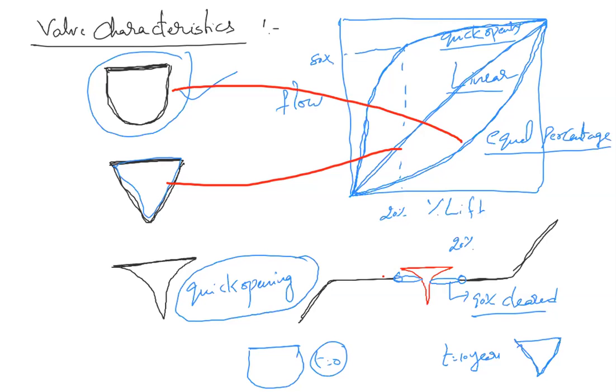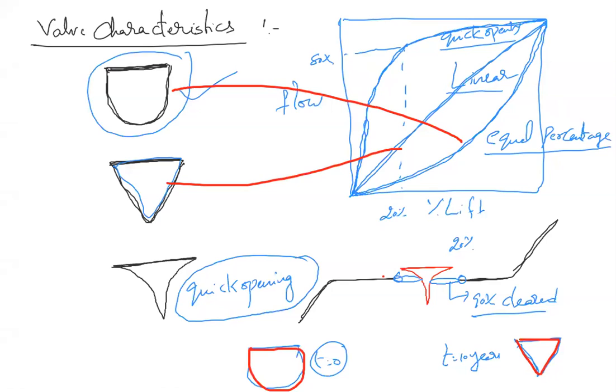Yes, triangle shape is linear. See, why I am starting with, let's say, equal percentage? The valve is something like this. Because of the friction, when the valve is opening and closing, the stem is always touching the base, no? That means there are frictional losses in the metals. After 10 years, it becomes something like this because of wear and tear. Suppose if I start with linear, because of wear and tear, it becomes quick opening.